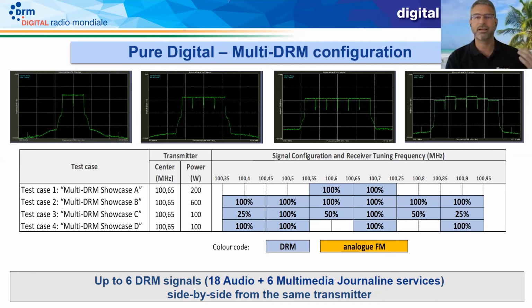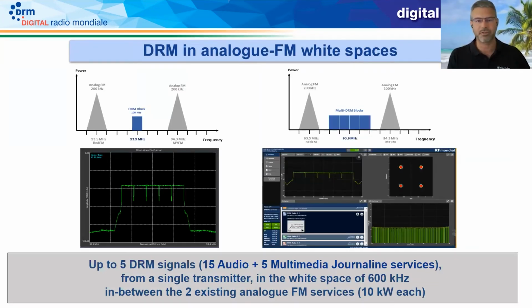So what we are showing here is a live recording from the on-air signals in Delhi, configurations with up to 18 audio programs plus 6 multimedia Journaline services from a single DRM FM band transmitter, only occupying 600 kilohertz of bandwidth on air. I think that is something really worth considering for configuring the extended FM band services, to use that new opportunity very efficiently.